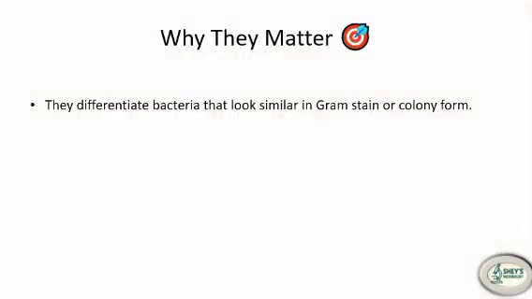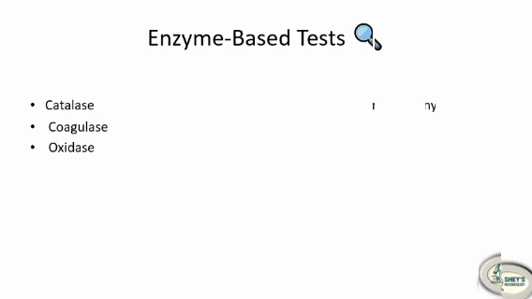Now, this part is key. Biochemical tests matter because many bacteria look the same under the microscope. Think about it. Two organisms can both be gram-negative rods, but one could be E. coli and another could be Klebsiella and another Salmonella. Different organisms, different behaviors, different clinical implications. So biochemical tests help us differentiate these look-alike bacteria. They bring clarity when gram stain and colony appearance are not enough.